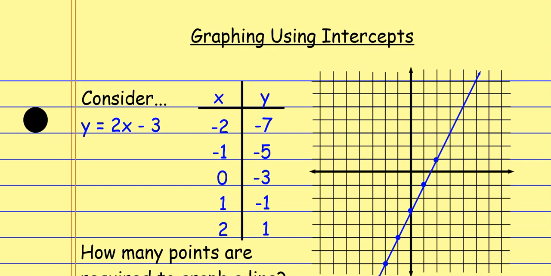This is one where we would do our xy chart. Notice I used my typical values of -2, -1, 0, 1, and 2. I plugged them in and I got those other values, the range values. And then I plotted those points and it gave me a line.